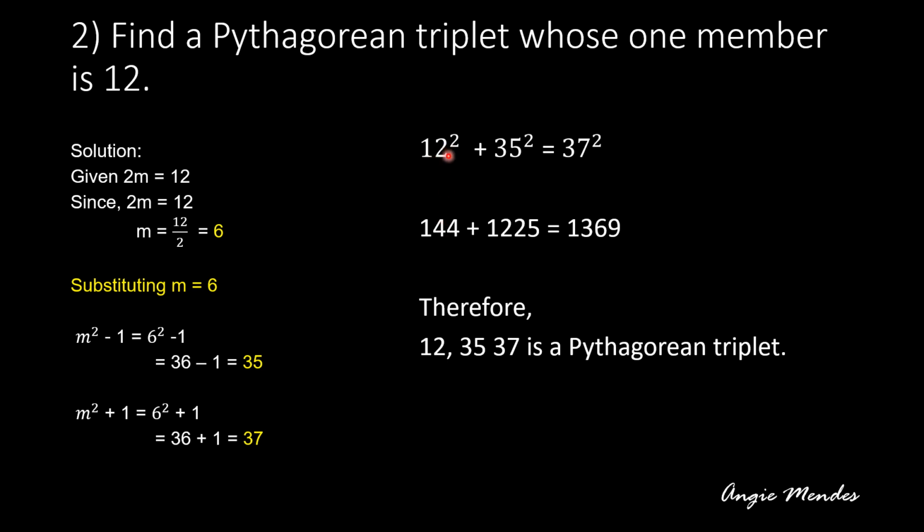So after simplifying, you'll get 12 square is 144 plus 35 square is 1225 will give you 37 square which is 1369. Now you add these two numbers, 144 plus 1225. Does it give you 1369? Yes. So that means these numbers 12, 35 and 37 is a Pythagorean triplet. Okay.